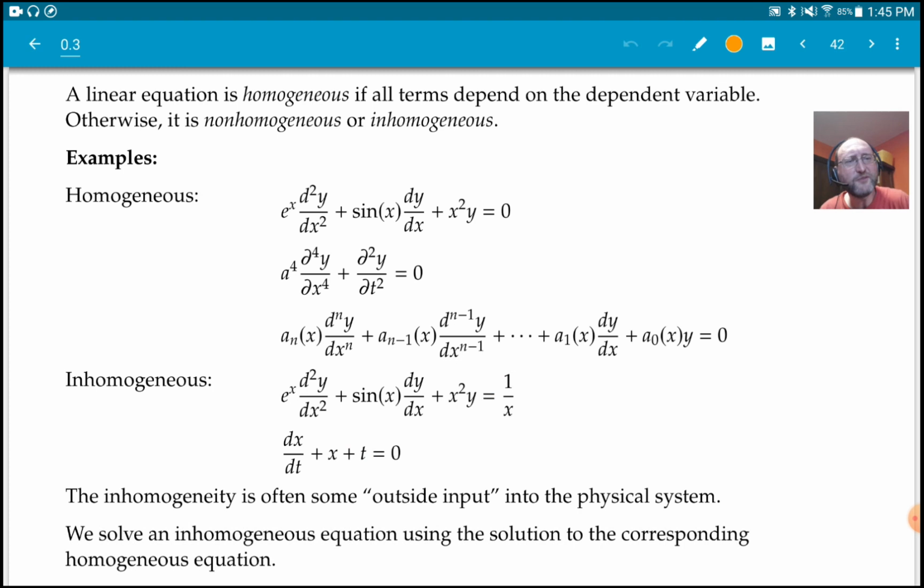And the way that we solve inhomogeneous equations is we solve the corresponding homogeneous equation. Basically, you first drop the inhomogeneity, solve that, and then use that to solve the inhomogeneous equation. So that's one of the reasons why we care about this: we're going to solve the homogeneous equations first, and then use that to get the solution in the general case.